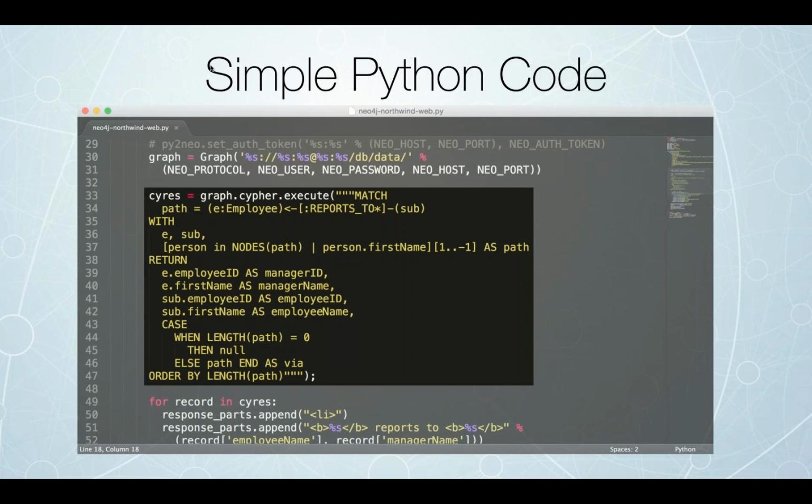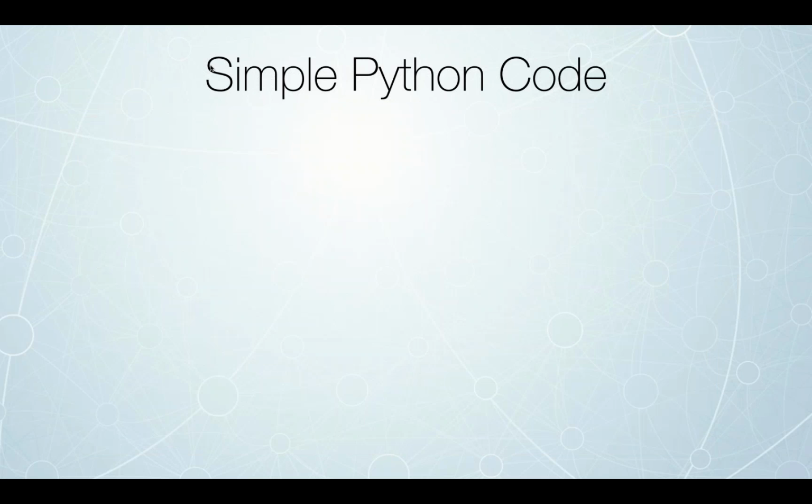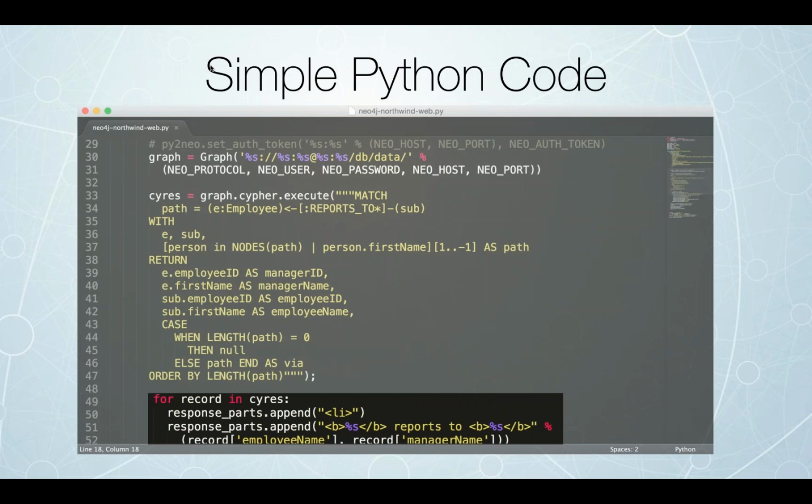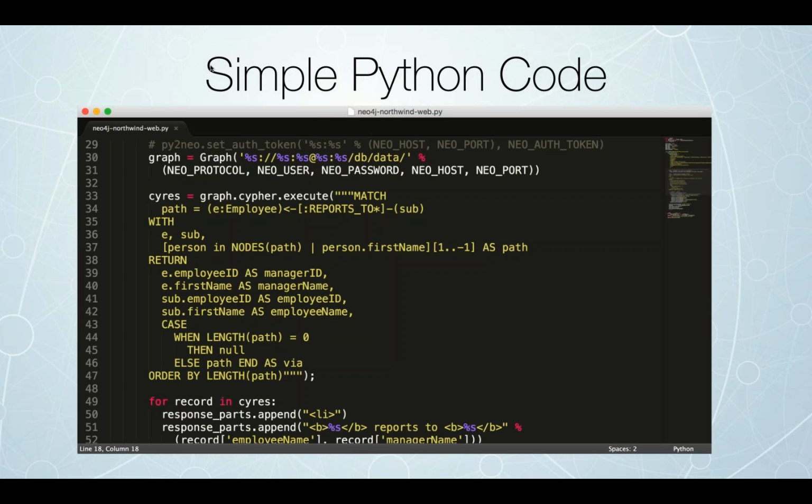Then we define some Cypher query. Here this is iterating through all of the employees with this reports to relationship and returning the data from that. So we execute this Cypher query, and then we iterate through the results, building up the HTML that we want to display. And that's basically the core functionality of just querying the graph using Python and to power this really simple application.